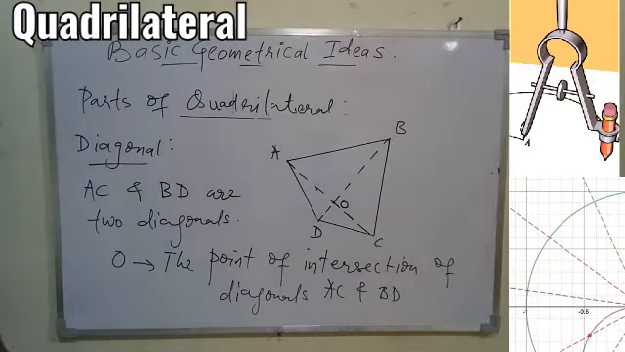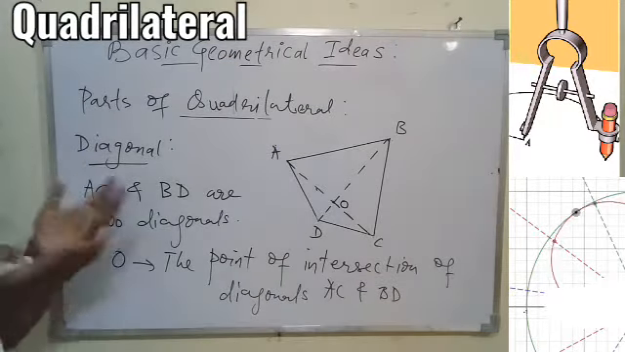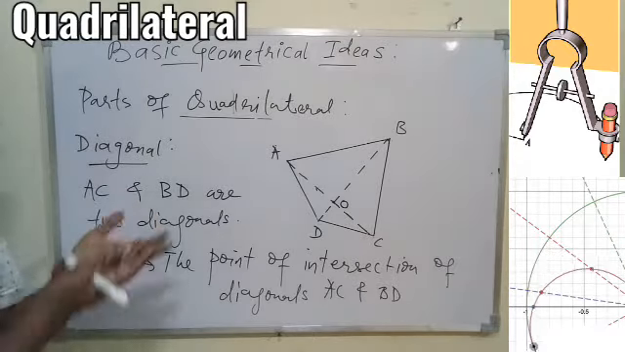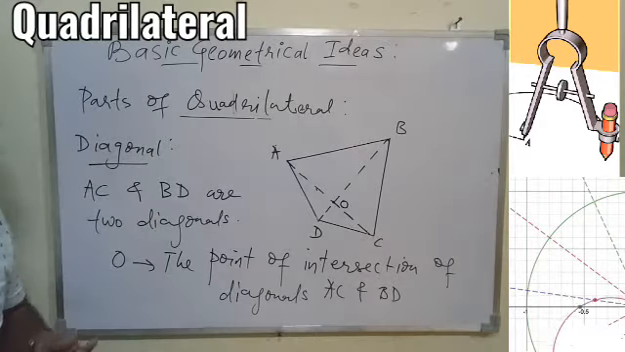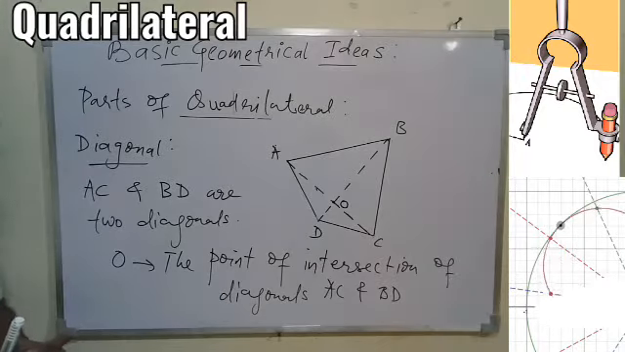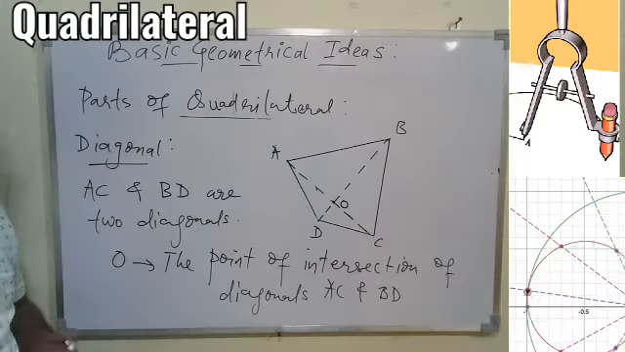So I hope you understood. Two different diagonals will also intersect somewhere, and that will always be within the quadrilateral. So we can say the point O is in the interior of the quadrilateral. So that is also to be understood.